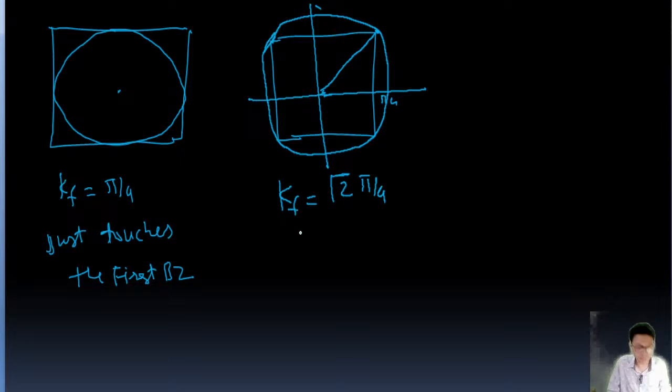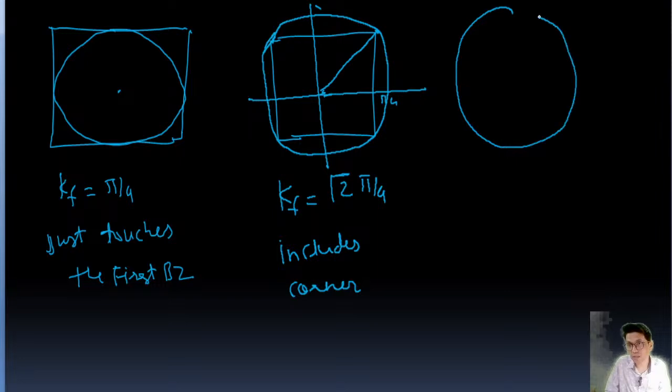And that means it includes the corner. That Fermi surface includes the corner. Okay. And the third case we can see like this. This is the Fermi circle, and this is the first Brillouin zone. So in this case, what happened? It completely encloses the first Brillouin zone, right?